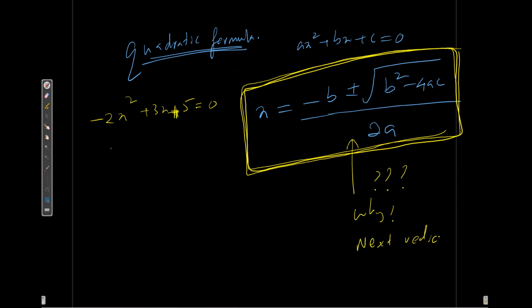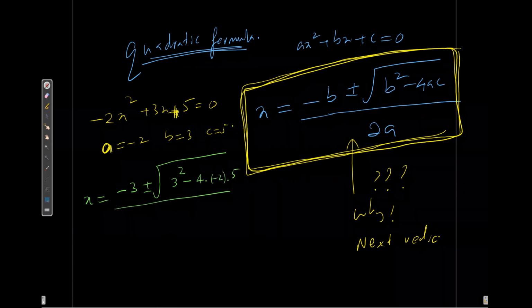So in that case, you can use the quadratic formula. A is negative 2, b is 3, and c is 5. So your x is going to be negative b, so negative 3, plus or minus the square root of b squared, so 3 squared, minus 4 times a, negative 2, times c, 5, divided by 2a, so 2 times negative 2.